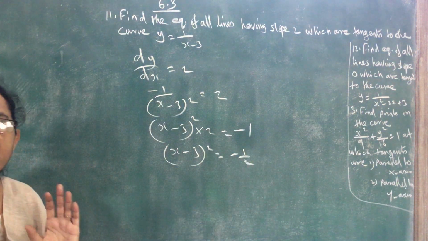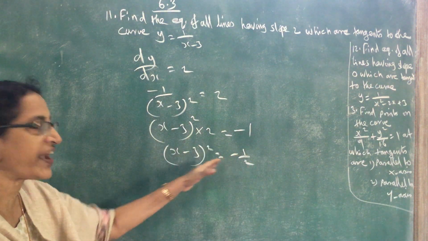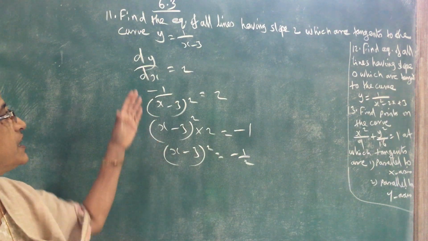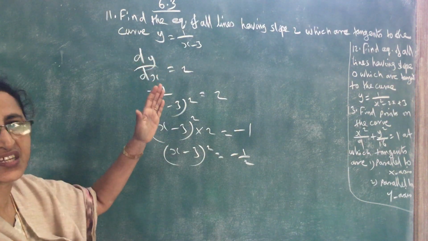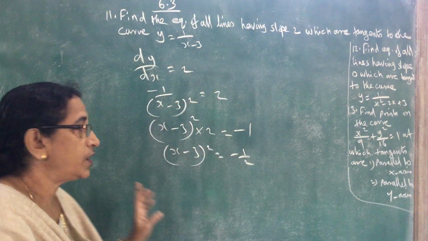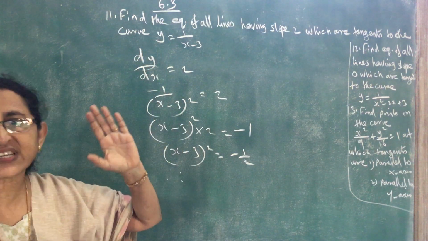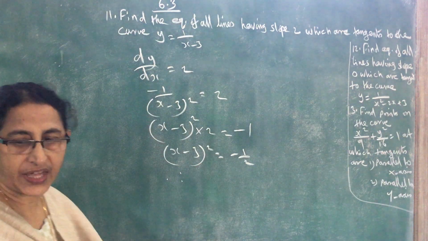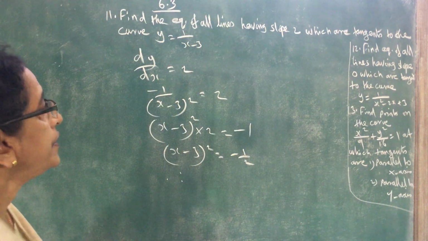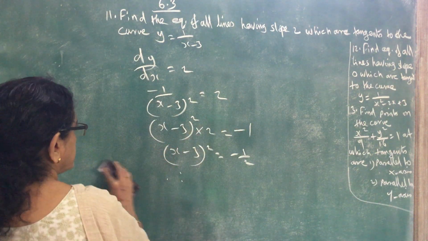That means there is no real number x satisfying this equation. That means the curve has no tangent with slope 2. Therefore we can write the answer: the curve has no tangent with slope 2. That is the answer. Now 12th one.